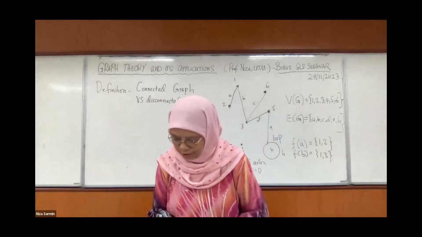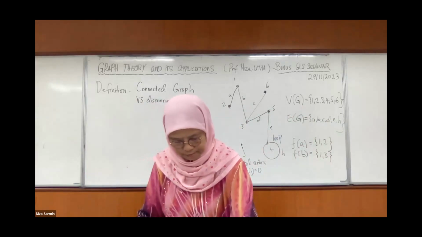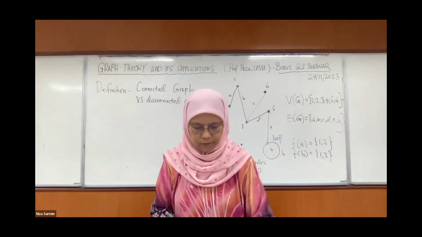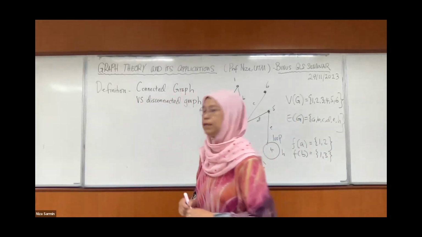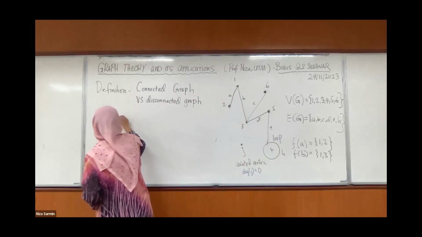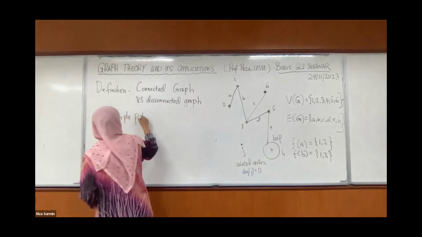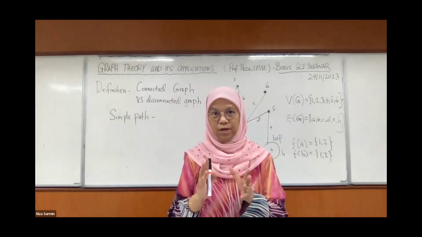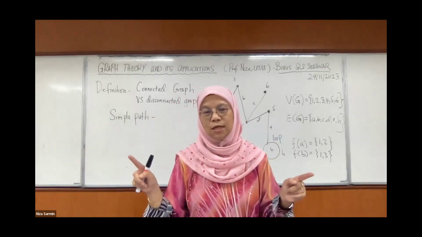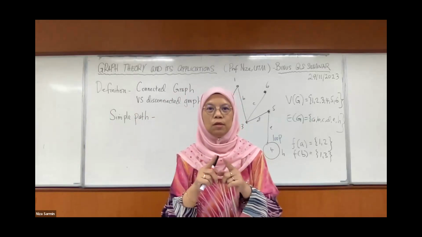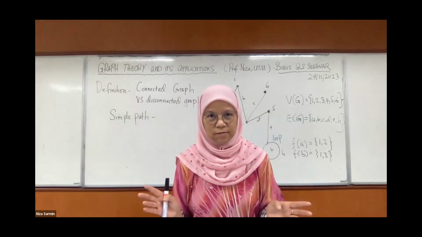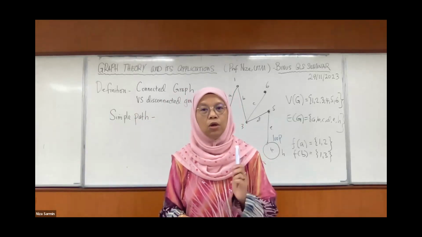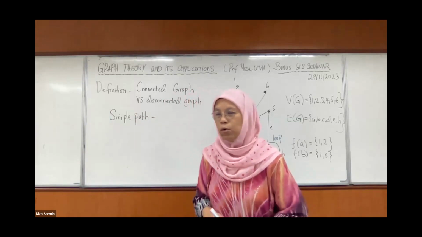Now we also have a simple path. A path is called simple if in the sequence no vertex appears more than once.